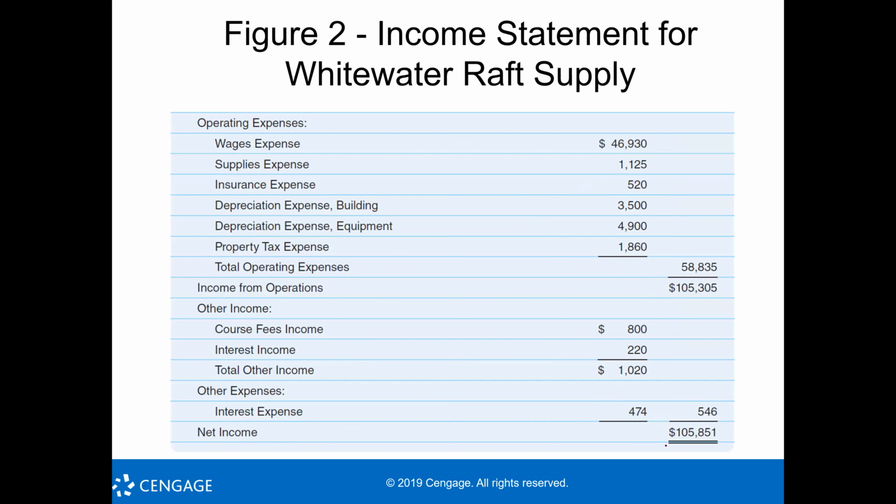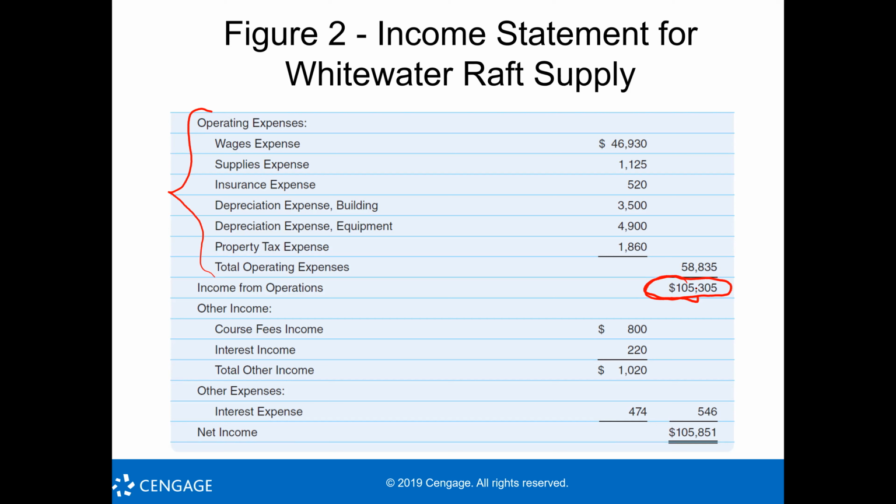All right, here is the second half of the income statement. Remember, once we have gross profit calculated, then we want to subtract any expenses. And so we see all the expenses laid out here: wage expense, supplies expense, insurance expense, depreciation expense, property tax expense. And so we subtract out those expenses, we get income from operations.